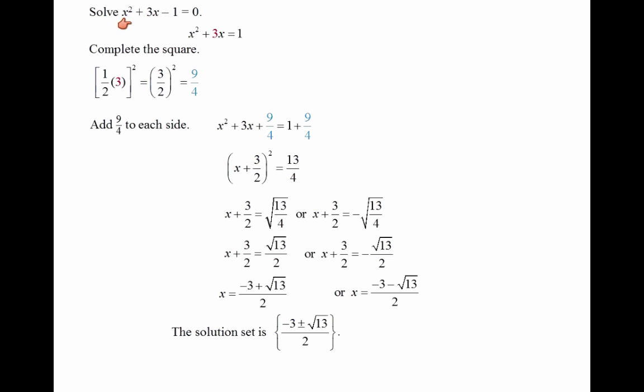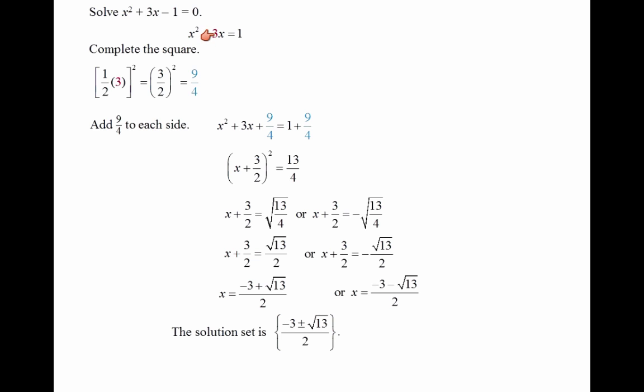Here we have x squared plus 3x minus 1 is equal to 0. You notice that the coefficient of x squared is equal to 1. I don't need the constant here to complete the square, so I'm going to add 1 to both sides of the equation, to write it in the form where all the variables are on one side of the equation and the constant on the other side.